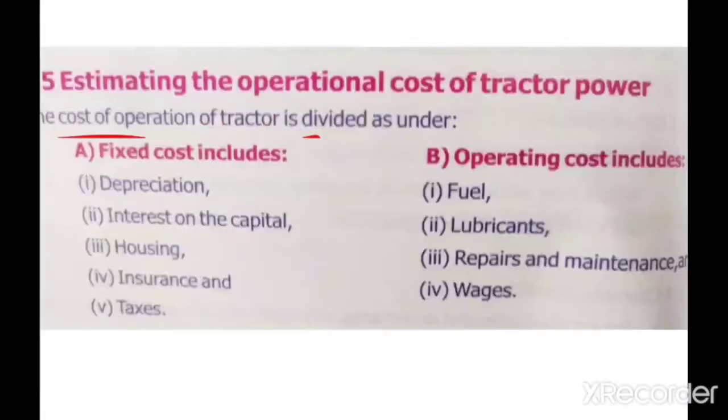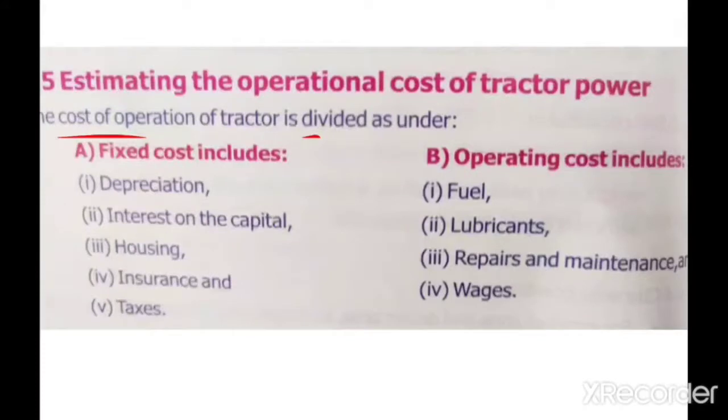This session we will start with cost of operation of the tractor, and this part comes under lecture number 7 and 8, and some of the practical examples are based on this point. So there are two types of cost under the cost of operation of the tractor. First one, there is fixed cost, which includes depreciation, interest on the capital, housing cost, taxes, insurance, etc. And operating cost includes fuels, lubricants, repairs, maintenance, wages, etc.